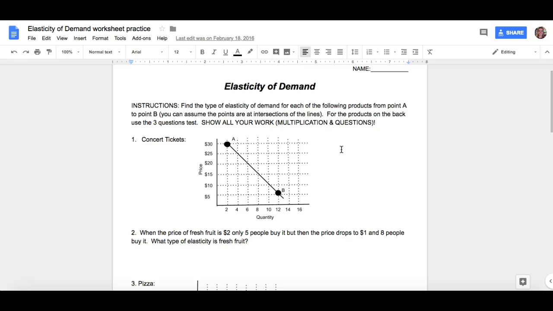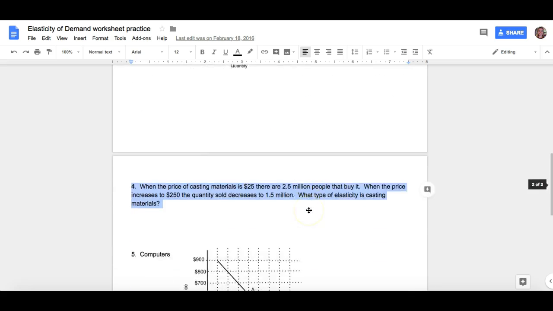So what you have to do here is figure out the total revenue on the graph from point A to point B. So just total revenue at point A, total revenue at point B. Then ask yourself what happened to the price, what happened to the total revenue. If they go in the same direction, it's inelastic. If they go in the opposite direction, it's elastic. And if the total revenue stays the same, it's unit elastic. So do the total revenue test for the first 5.